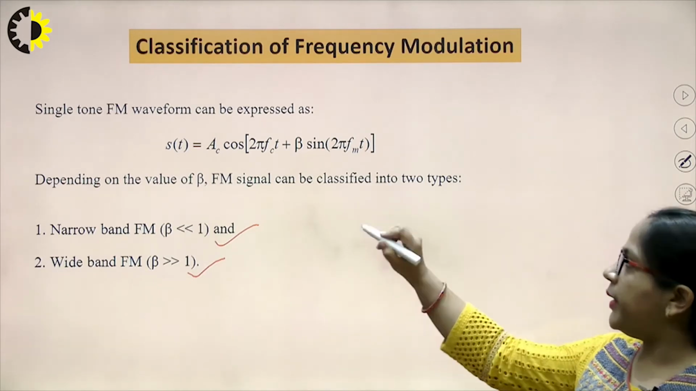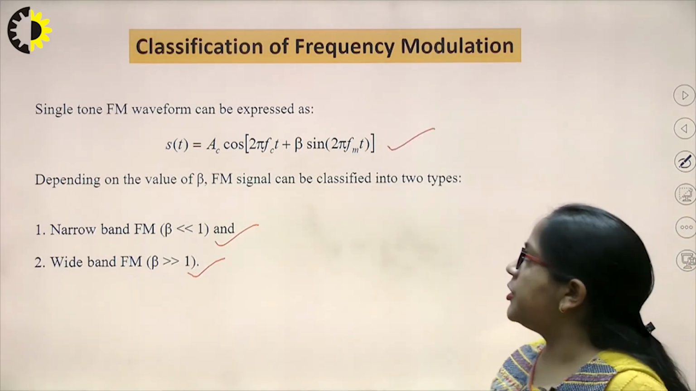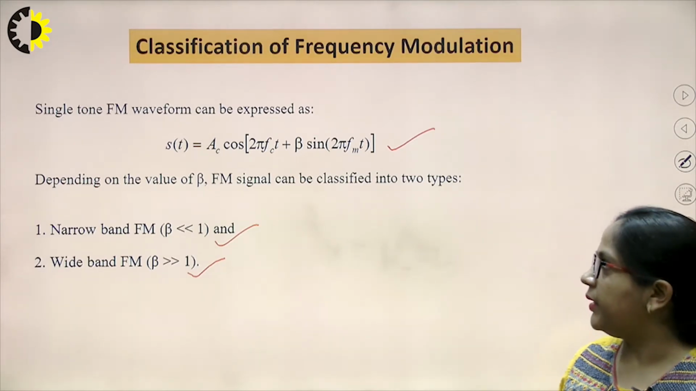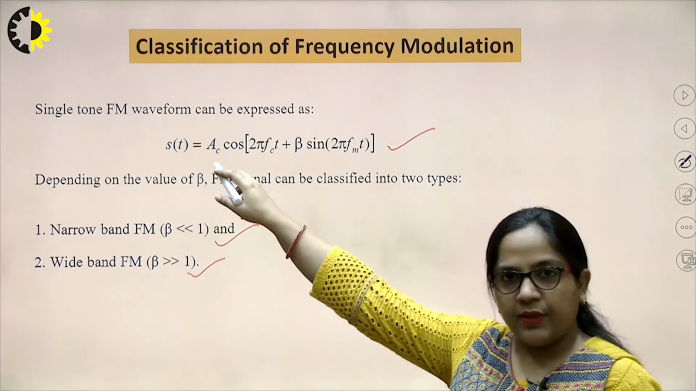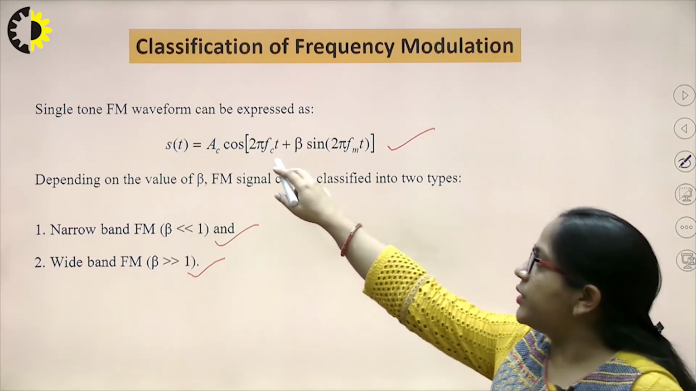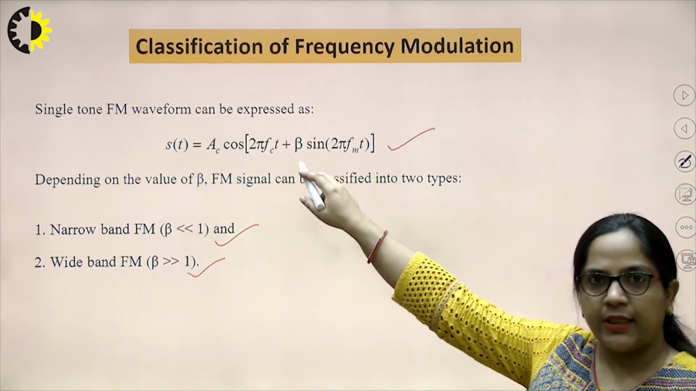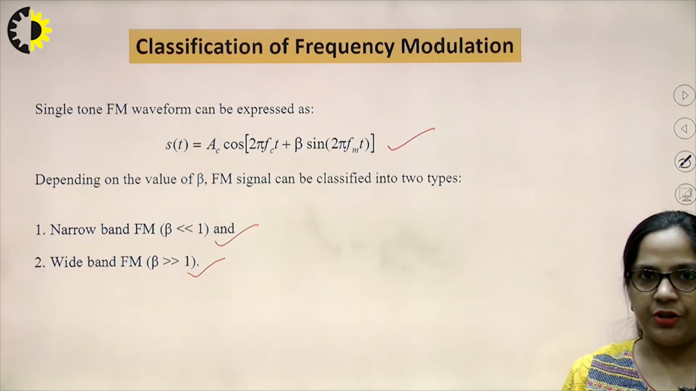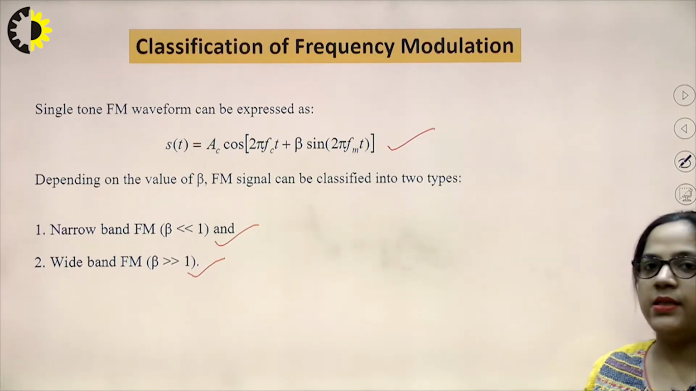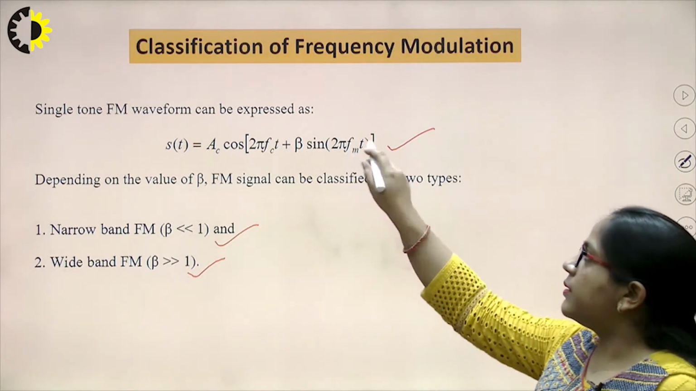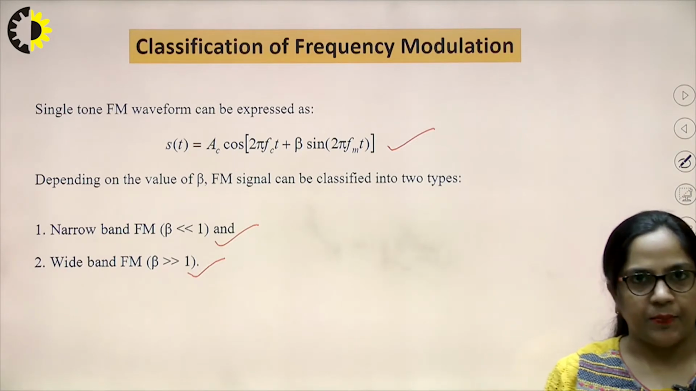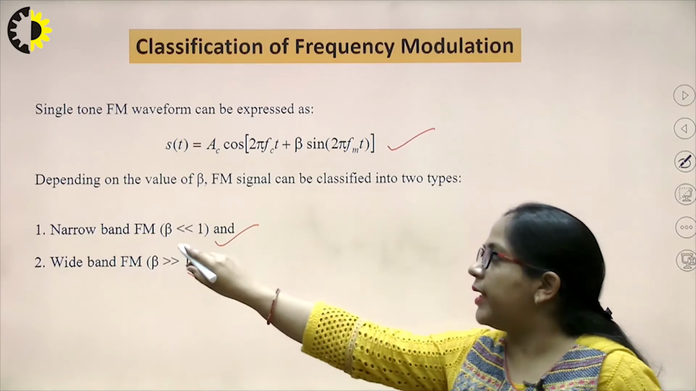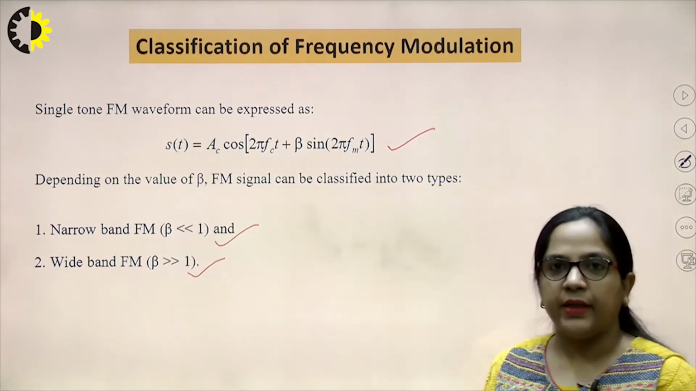We have also obtained the single tone FM expression, that is Ac cos(2 pi fc t plus beta sin 2 pi fm t), where Ac is the amplitude of the carrier signal, fc is the frequency of the carrier signal, beta is the modulation index, that is delta f upon fm, the ratio of frequency deviation to the maximum frequency component present in the message signal. fm is the frequency of our modulating signal. Depending upon this value of beta, this FM can be narrowband FM or wideband FM.